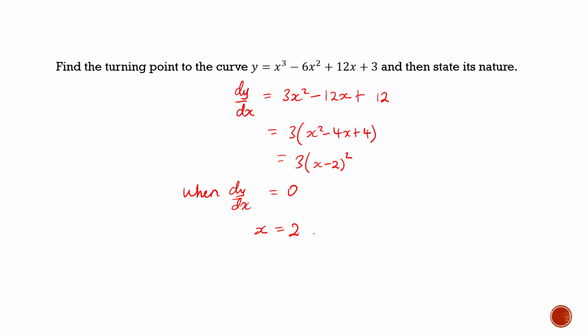When you solve that equation, you can calculate what the y value is. When x is 2, y is going to be 2 cubed minus 6 times 2 squared plus 12 times 2 plus 3. What does that give? It says 8 minus 24, which is minus 16, plus 24 gives 8, plus 3 gives us 11. Can we confirm that? Yeah, it is 11.